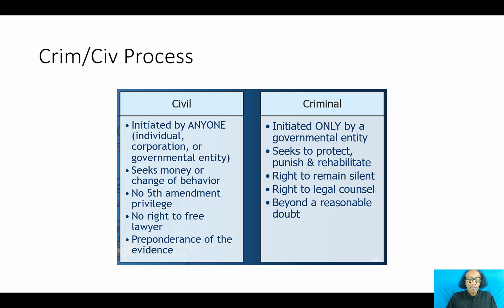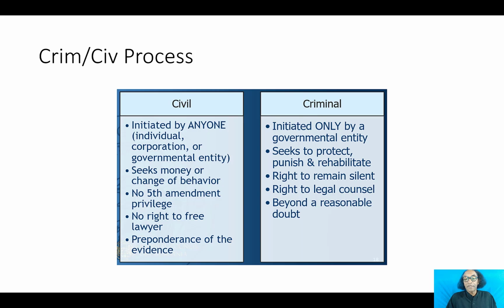Compared to a criminal case, preponderance simply means, roughly speaking, the jury believes your side of the evidence 51% versus 49% for the other one. It's the lowest level of evidentiary standard. It's basically whether they believe one side or the other.